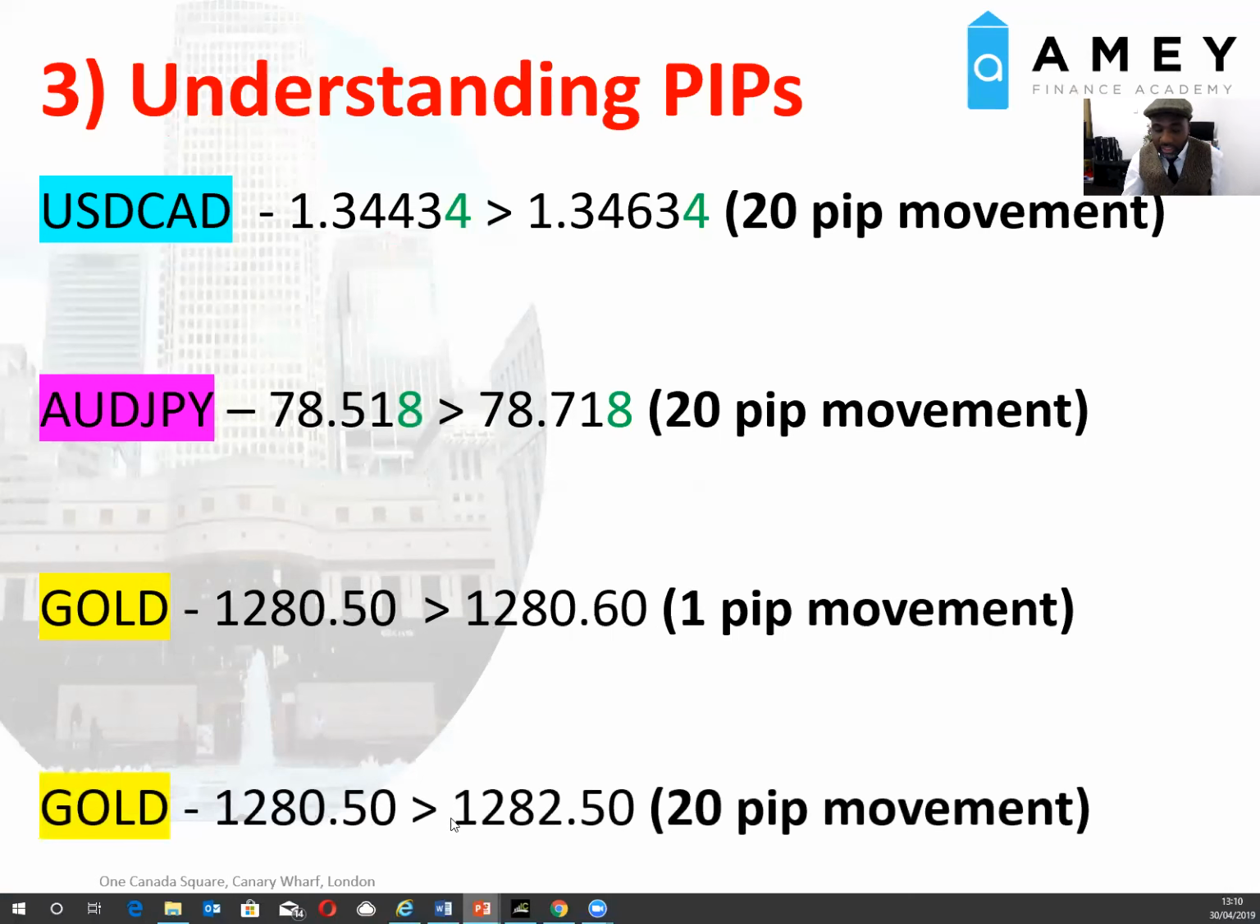1280.50. Now to increase it by 20 pips, it's 1282.50. So when the number before the decimal place goes up by 1, that represents a 10 pip movement. Because here it's gone up by 2, from 1280 to 1282, that's a 20 pip movement. Just replay this last segment if you need to go over understanding pips.